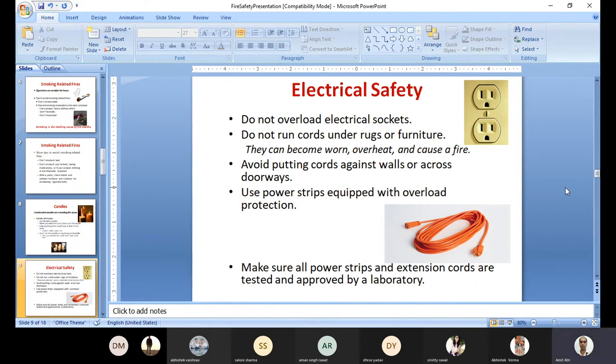So everything should always be operated within its specific power rating. How much load should be given to any device is always specified. Don't overload that.